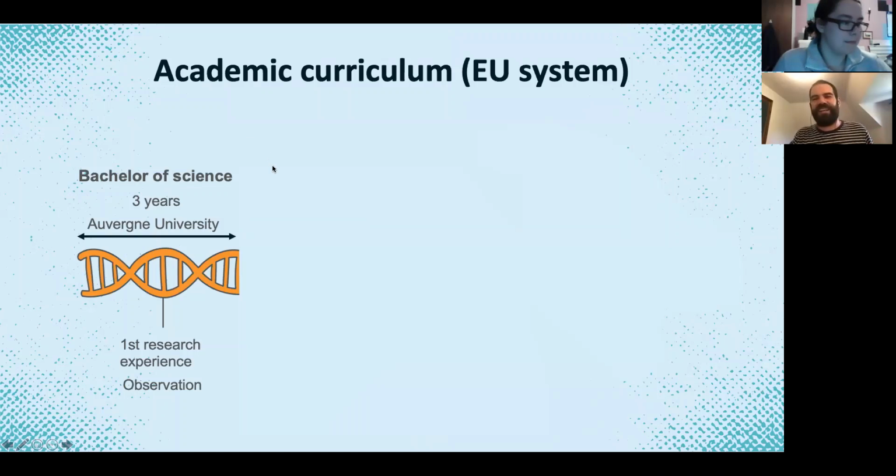But basically, in France, you do your Bachelor of Science, 3 years of research. I had the opportunity to have a first research experience during this Bachelor. It was only observation. I was just looking at a researcher working. I had no authorization to touch anything, but that's already a really cool opportunity.